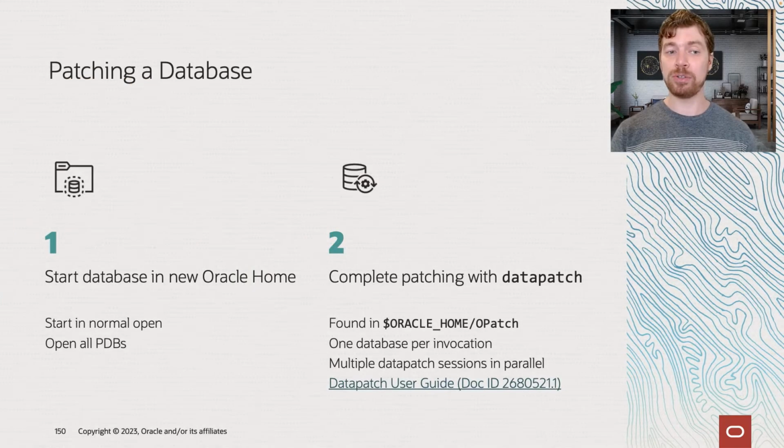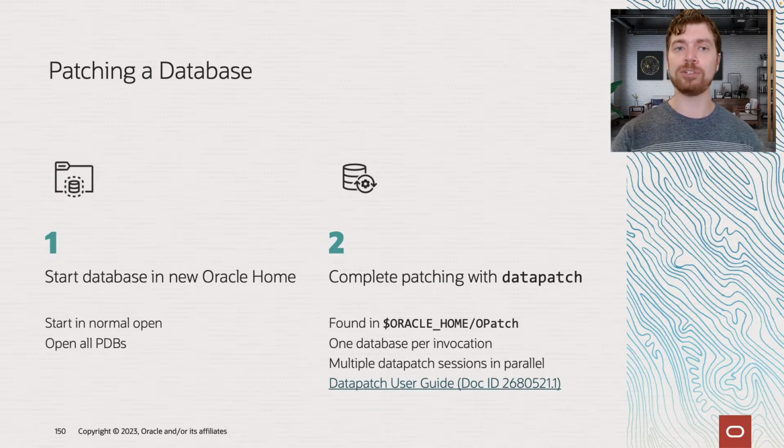First, what we need to do is start the database in the new Oracle home where you have the patches applied. And remember, you need to start the database in normal mode and open all the PDBs. If you don't open all the PDBs, those PDBs that are not opened won't be patched. So they will be skipped. And then if you decide to open them later, they will have a PDB plugin violation saying that you need to run Datapatch on them.